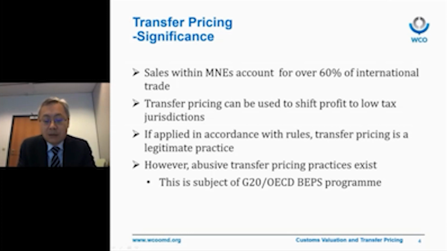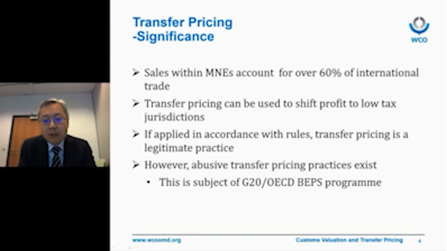So if applied according to the rules, transfer pricing could be a legal activity, but unfortunately, sometimes it could be abused. That's why the OECD, the Organization for Economic Cooperation and Development, has a specific program called BEPS, the Base Erosion and Profit Shifting program, to prevent the abuse of transfer pricing for tax avoidance purposes. So this is why the transfer pricing topic is very important nowadays.